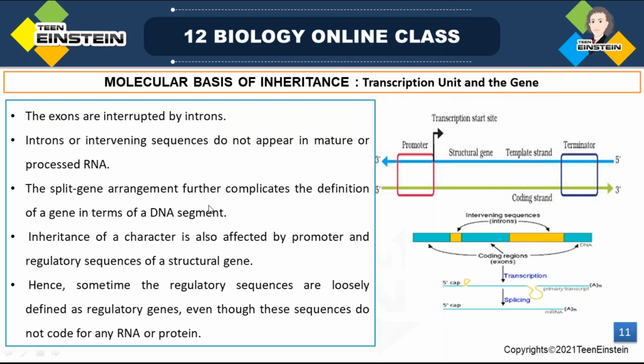And the split gene arrangement further complicates the definition of a gene in terms of a DNA segment. Okay, so this intron interrupts the exons. Introns are the non-coding regions. These interrupt the exons. Exons are the coding regions. So in a mature or processed RNA, these introns or intervening sequences won't be appearing. They do not appear.